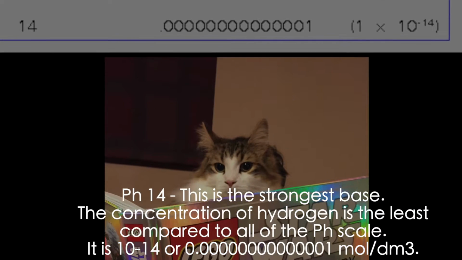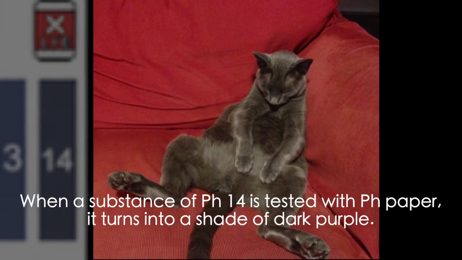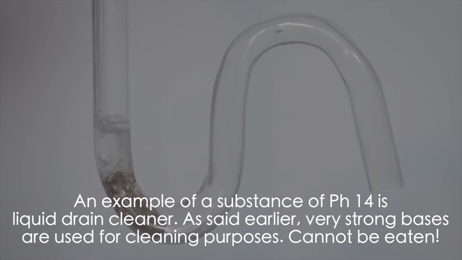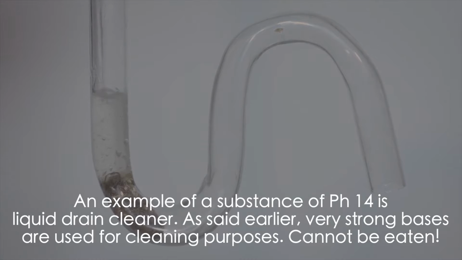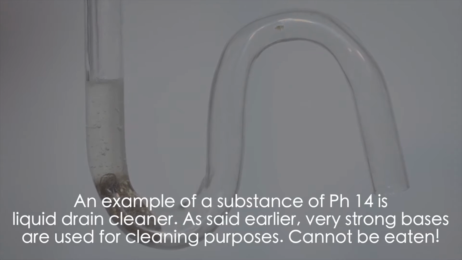pH 14. This is the strongest base. The concentration of hydrogen is the least compared to all of the pH scale. It is 10 to the power of negative 14, or 0.00000000000001 moles per dm cubed. When a substance of pH 14 is tested with pH paper, it turns a shade of dark purple. An example of a substance of pH 14 is liquid drain cleaner. As said earlier, very strong bases are used for cleaning purposes. They cannot be eaten.